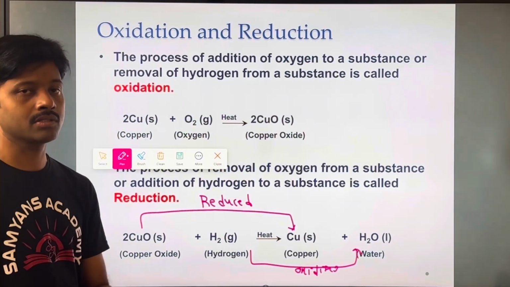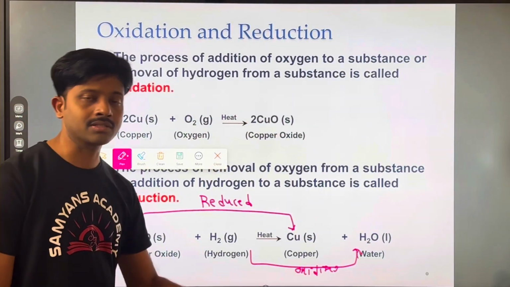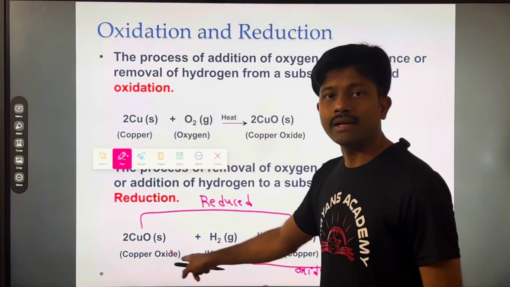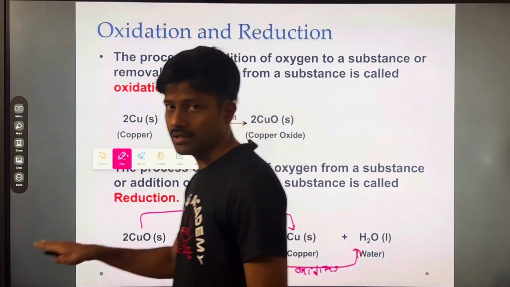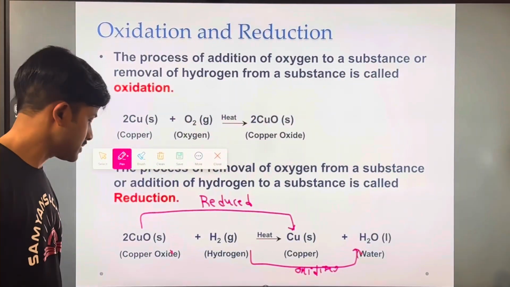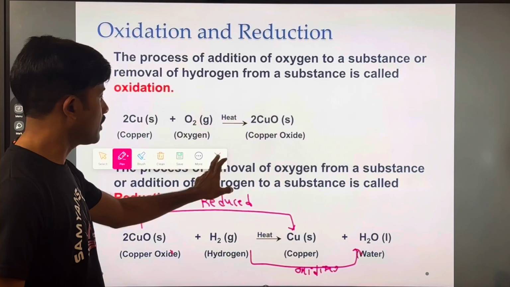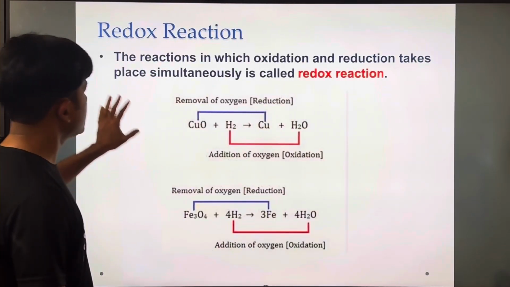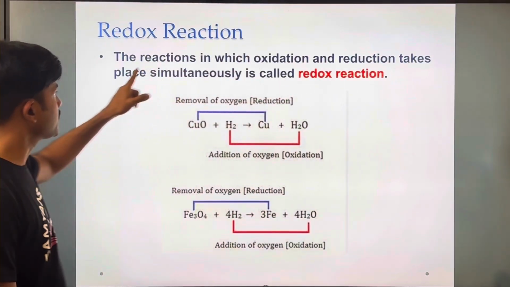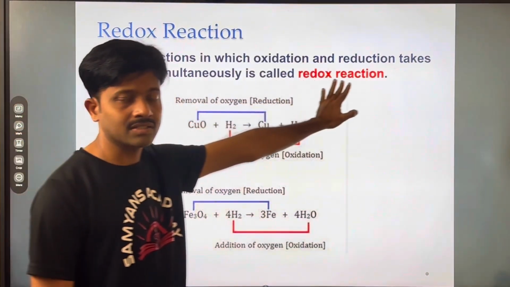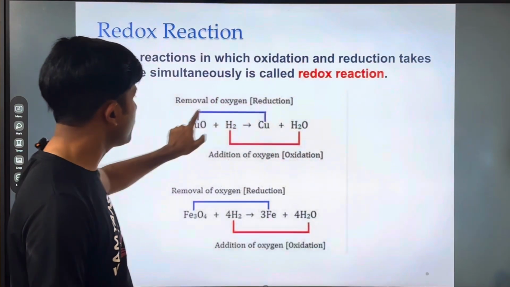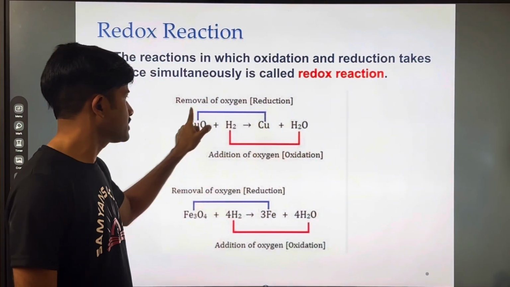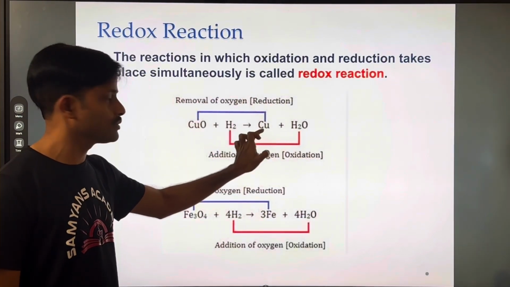In which reaction both oxidation and reduction are taking place, such type of reactions we call redox reactions. What type of reaction is it? A redox reaction, in which we are seeing both oxidation as well as reduction. Such type of reactions we call as what? Redox reaction. Now you see the reaction in which oxidation and reduction take place simultaneously, we call redox reaction. Here copper oxide is reduced to copper.